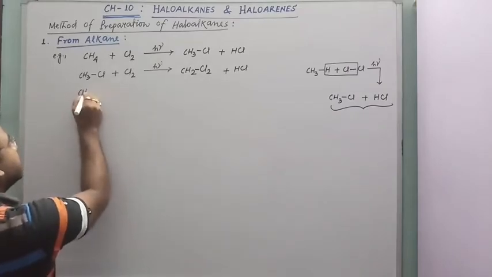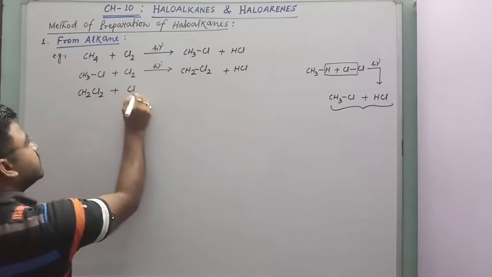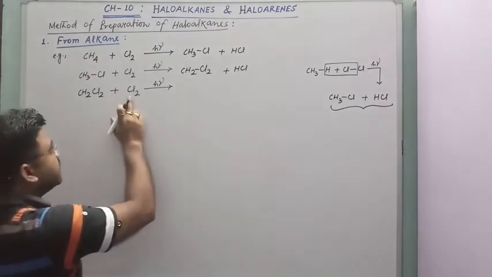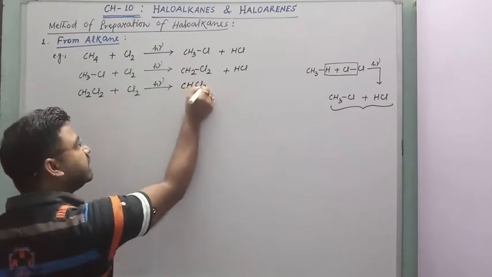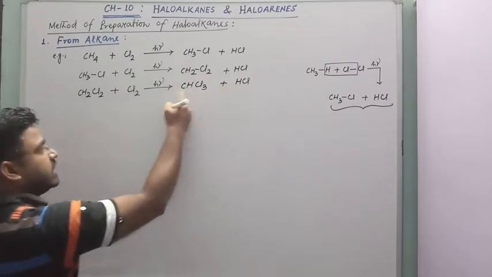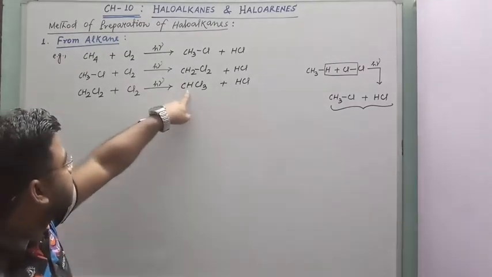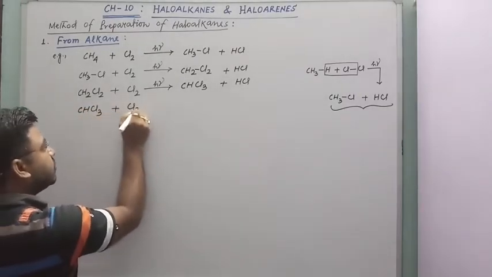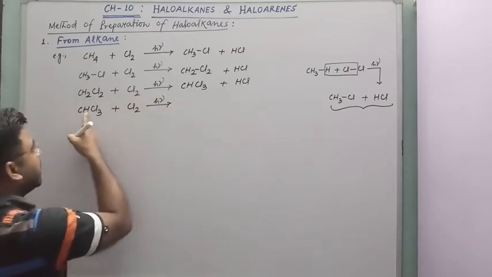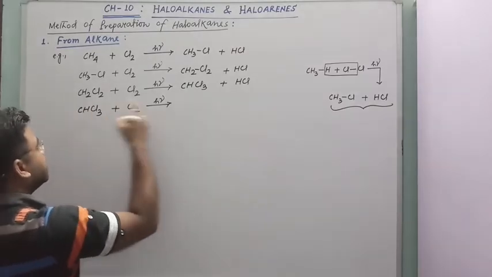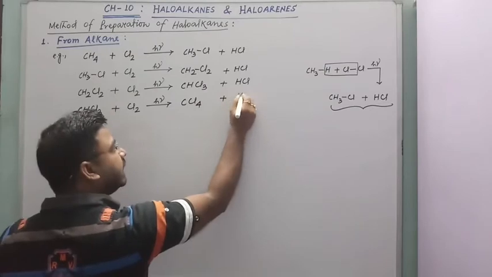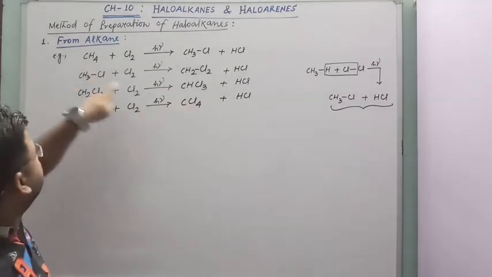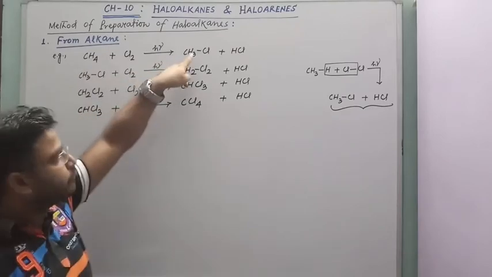Now this dichloromethane, CH2Cl2, reacts with another chlorine in presence of sunlight or UV light. So one hydrogen and one chlorine are removed, then CHCl3 plus HCl, trichloromethane or chloroform. So this is a trihalogen derivative. Now this CHCl3 again reacts with chlorine in presence of sunlight. One hydrogen and one chlorine, HCl, are removed. One chlorine enters, so CCl4 plus HCl, and the reaction is complete because the tetrahalogen derivative does not contain any hydrogen now. So chlorination of methane gives four products.